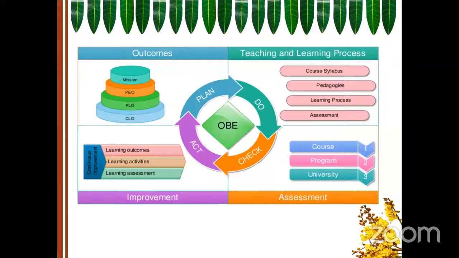The next task, once you have planned and drafted these outcomes and objectives, is to engage in the teaching-learning process. That's step number 2, where the course syllabus is available to us and we come up with our own teaching pedagogies. In that, we improve the learning process. That will be a continual improvement.